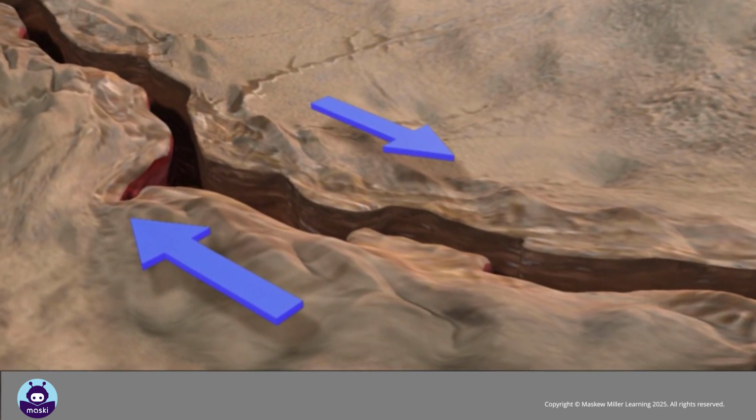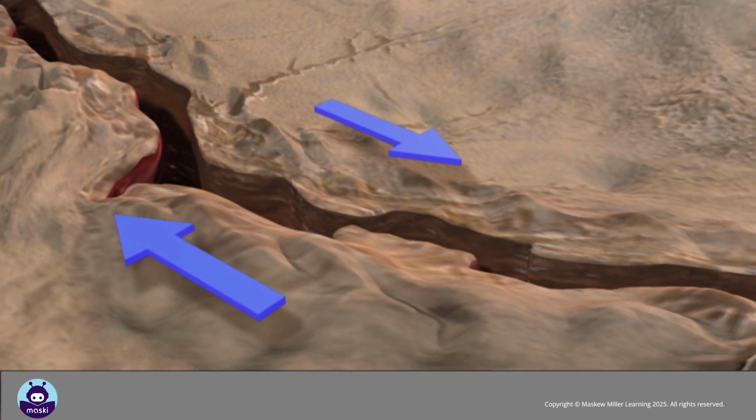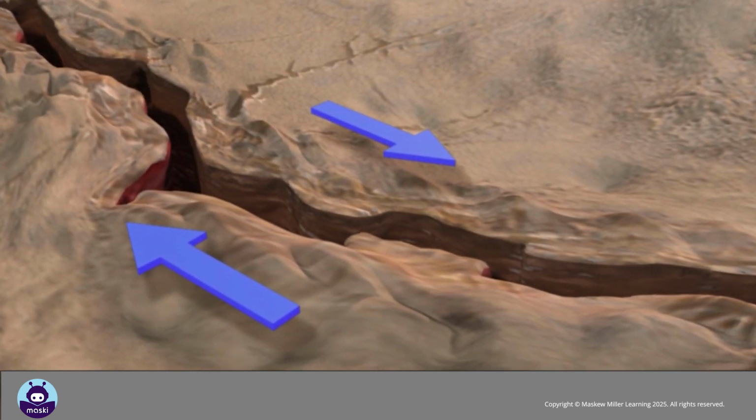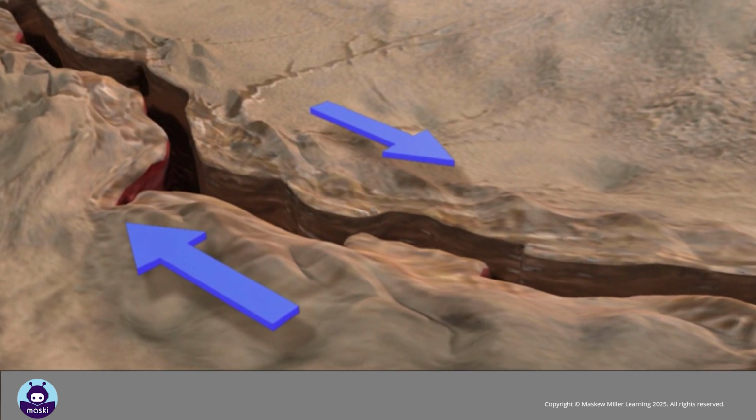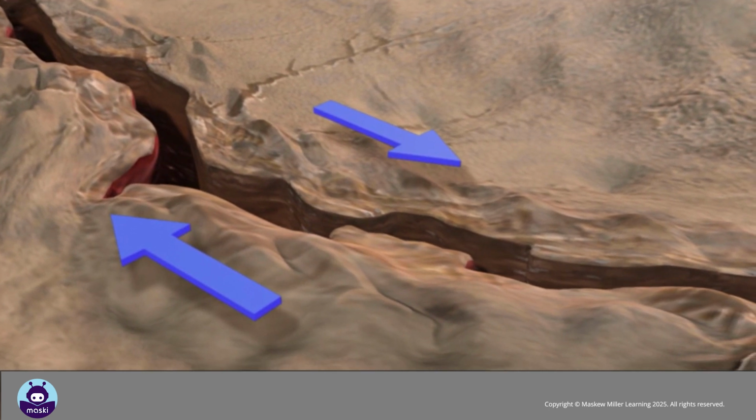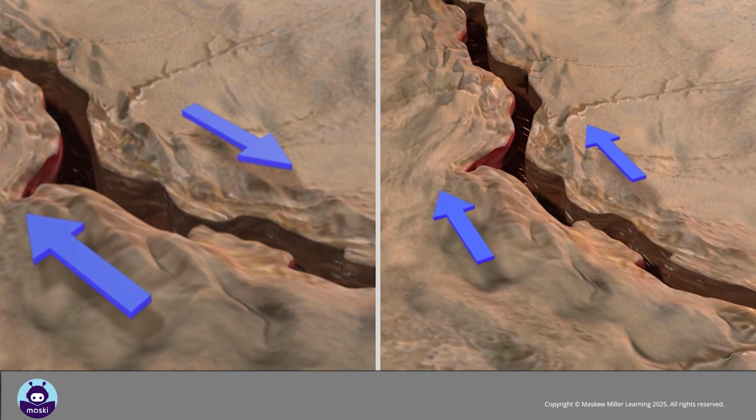Earthquakes can occur when two plates grind past one another. We call this type of plate boundary a shear or transverse boundary. At the boundary, the plates may be moving in opposite directions, or at different speeds in the same direction.